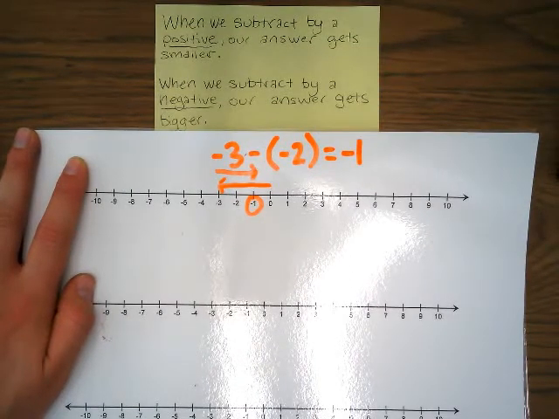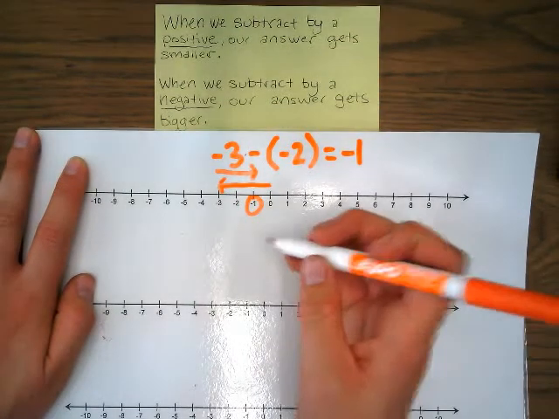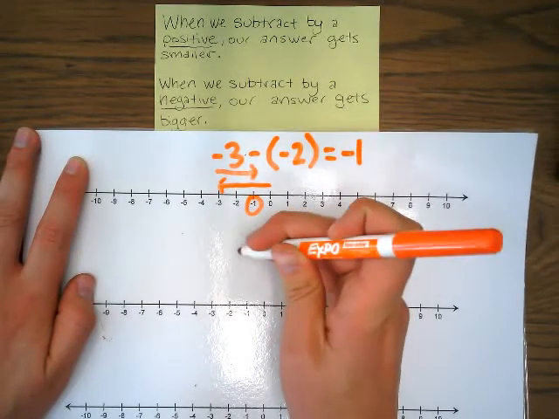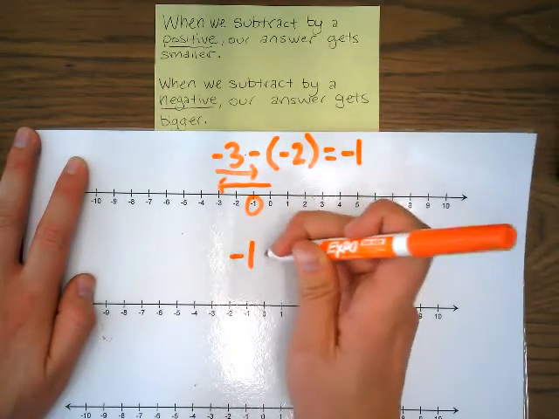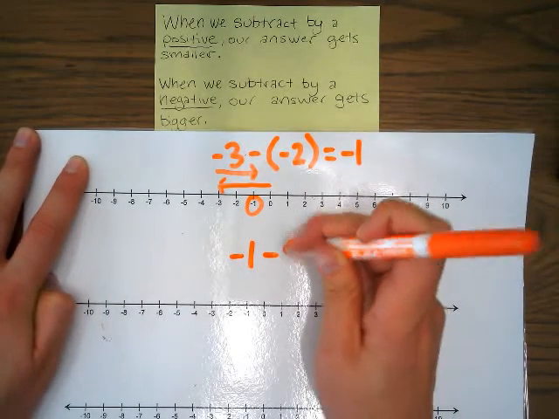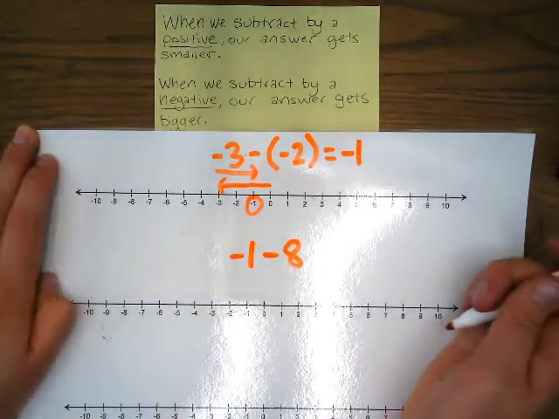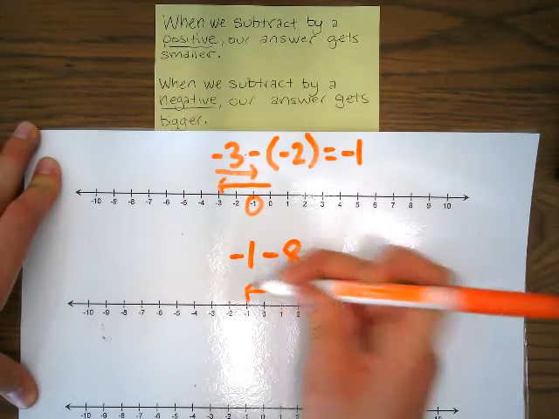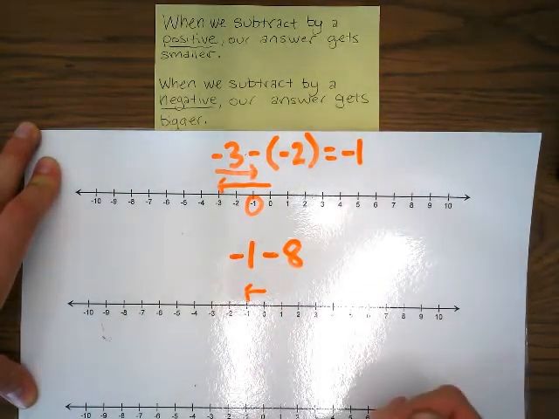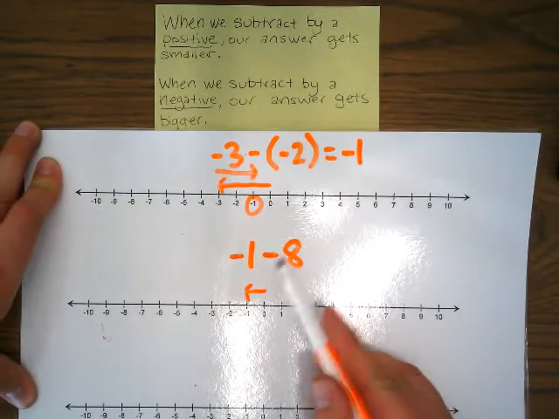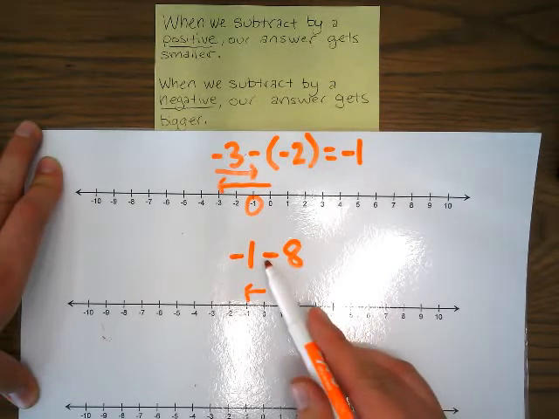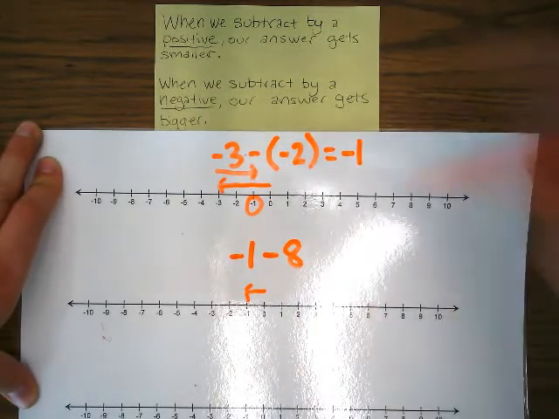Let's do one last example. Let's try -1 minus 8. As always, start at 0, head to my first number, which is -1. And here I'm subtracting a positive 8. I'm doing minus a positive 8.